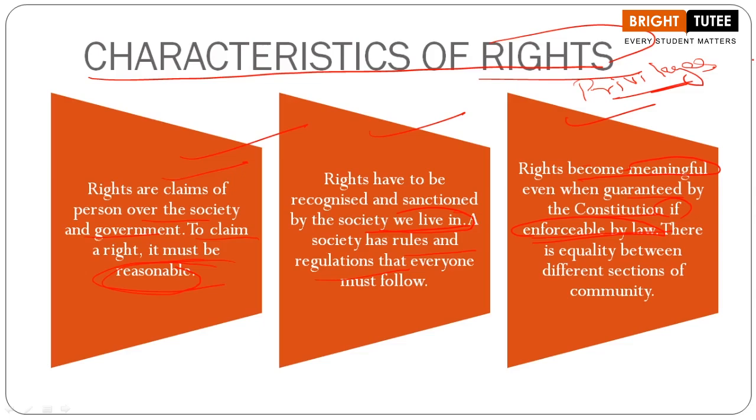Now these privileges, obviously, are quite different from the basic rights that we are talking about, okay? So here we should understand that there should not be any privileges given to a certain section of society. There should be equality between different sections of the community, and that is how peace will prevail in our society, in the community that we are living in.